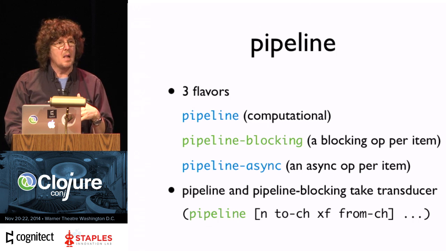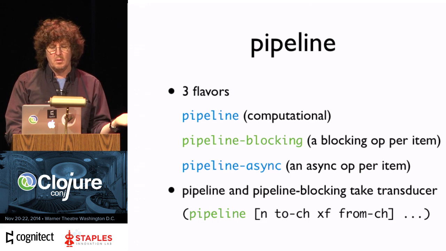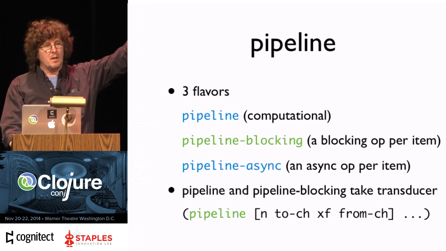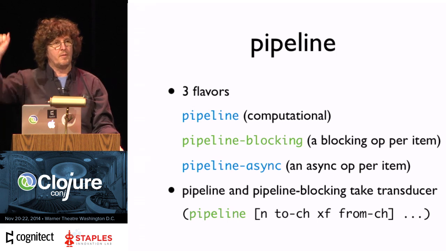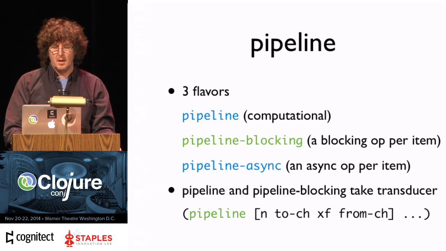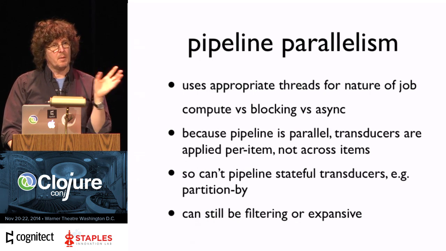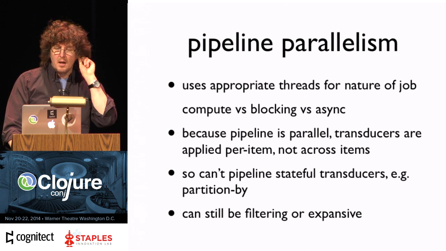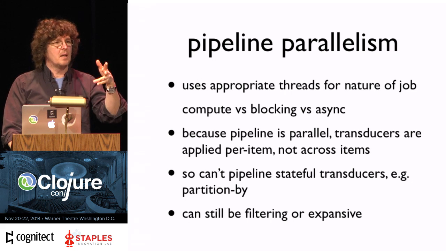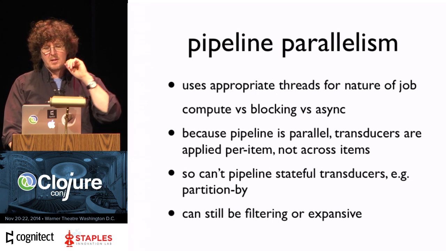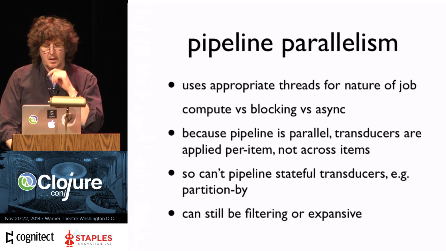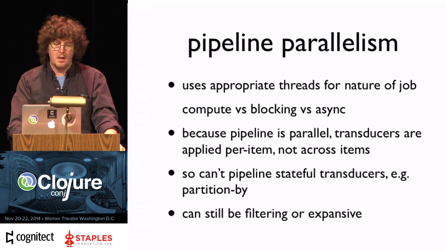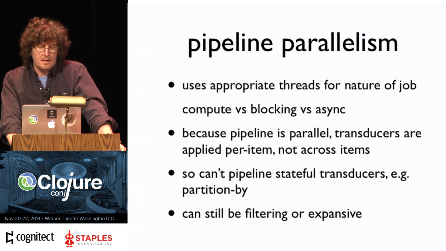So pipeline and pipeline blocking both take a transducer, right? So it takes n, which is the amount of parallelism, the to channel, where the stuff is going to go, the transducer, and the from channel, where the stuff is coming from. Pipeline blocking does the same thing. Something to be aware of is that pipeline is parallelized. First of all, it's going to do the right thing. For async stuff, it's going to use go blocks. And for blocking stuff, it will use threads. So it will do the right thing.